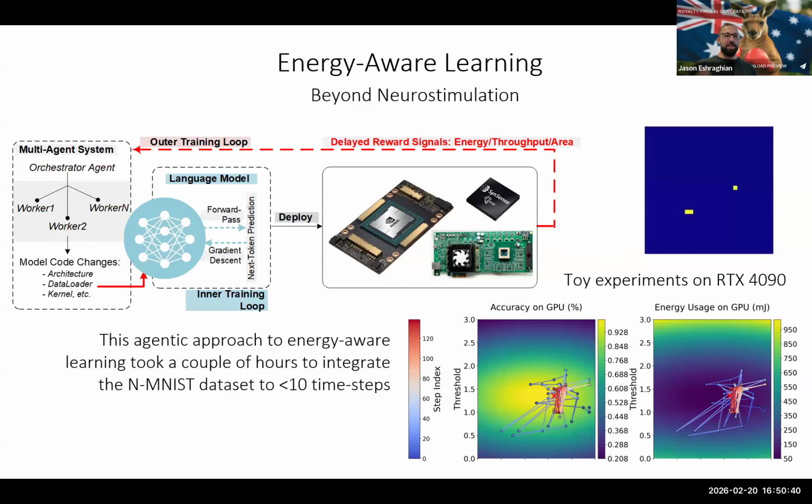This took a couple of hours to find that result, to compress the neuromorphic MNIST dataset down to below 10 time steps. And if you look at research papers from 2016, when the NMNIST dataset was released, people were using 100 to 500 time steps.